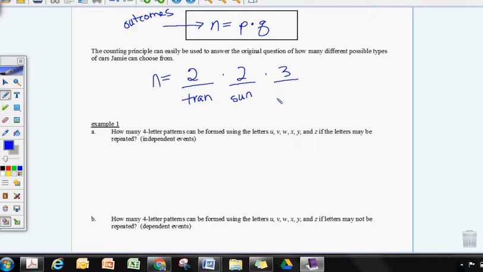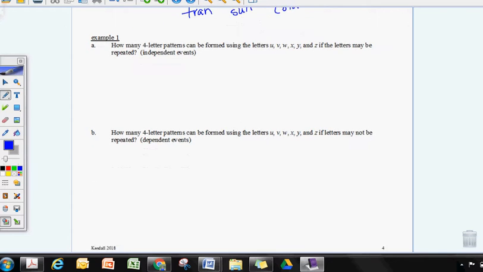times 3 types of colors. And again, we came up with 12. So let's take a look at the first example.